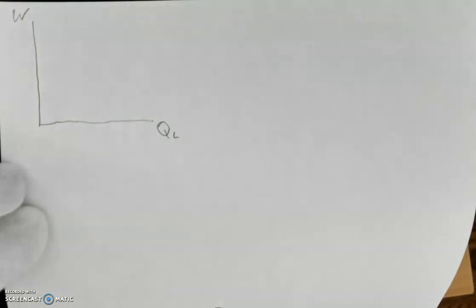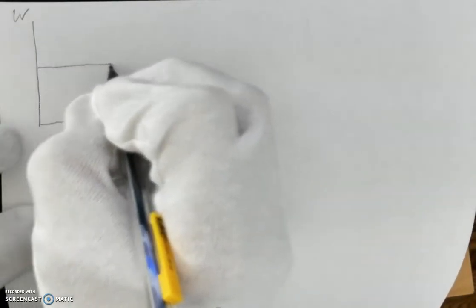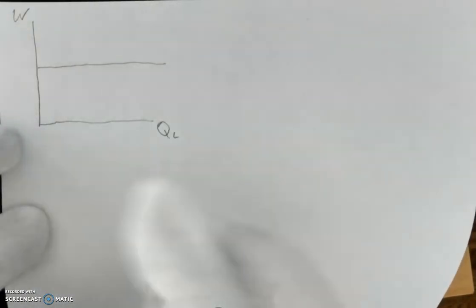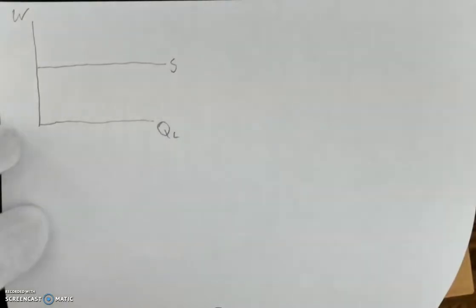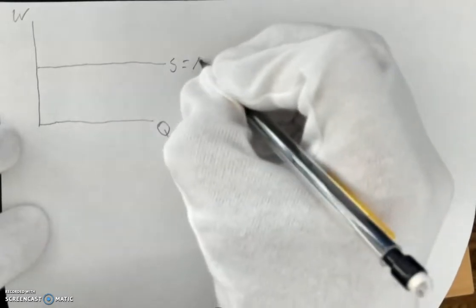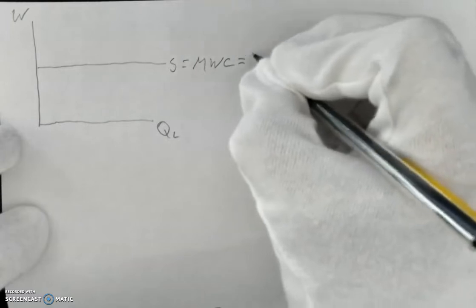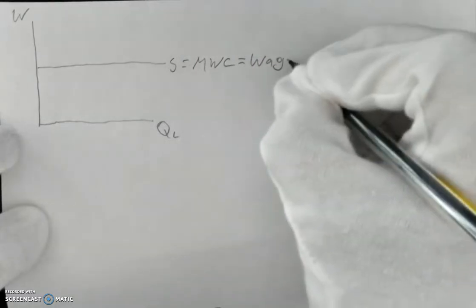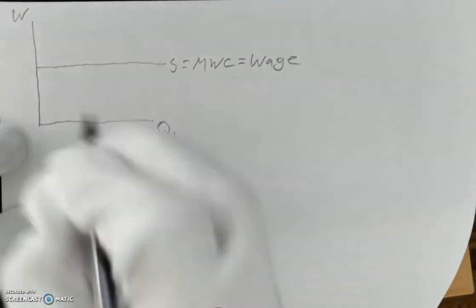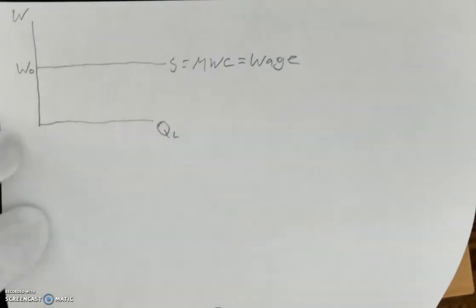In a perfectly competitive labor market, the supply curve is going to be a horizontal line. And again, this is what the firm sees, right? Because they're the one making the employment decision. The supply curve is going to be equal to the marginal wage cost curve, which is going to be equal to the wage at which workers will work. And that's all going to align at the market wage. I'll put W0.